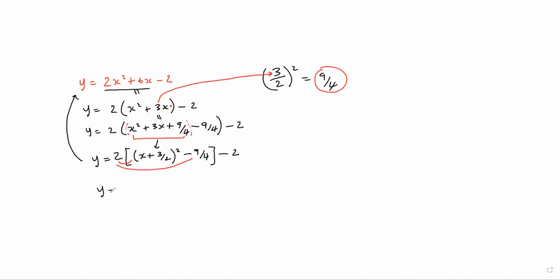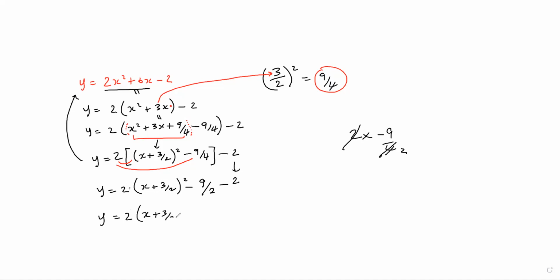So that will give y equals 2 bracket x plus 3 on 2 squared. Never go inside this complete square, leave it in the front. Minus, now 2 times minus 9 on 4, that 2 will cancel the 4 to give 2. So minus 9 on 2 here. And then you've got a minus 2 here from this one. So again, nothing's changed. It's still the same equation. y equals 2 bracket x plus 3 on 2 squared minus 9 on 2 minus 4 on 2.